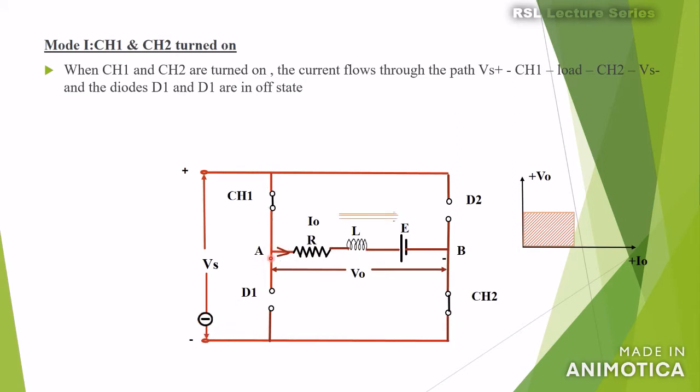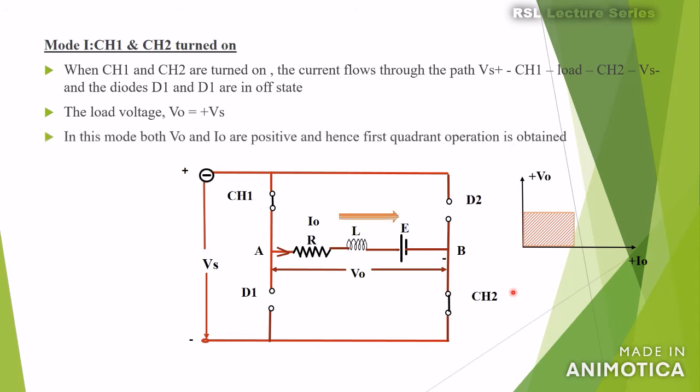If the current flows in this direction, that is from A to B, then it is considered as a positive direction. Now this terminal A is connected to the positive terminal of the supply voltage through this conducting chopper. And similarly, the terminal B is connected to the negative terminal of the supply voltage. So the voltage V0 will be equal to Vs with the polarity plus and minus. So this is considered as a positive voltage. So V0 is equal to plus Vs. In this case, both the voltage as well as the current are positive, and hence we are obtaining first quadrant operation. Okay, both plus V0 and plus I0.